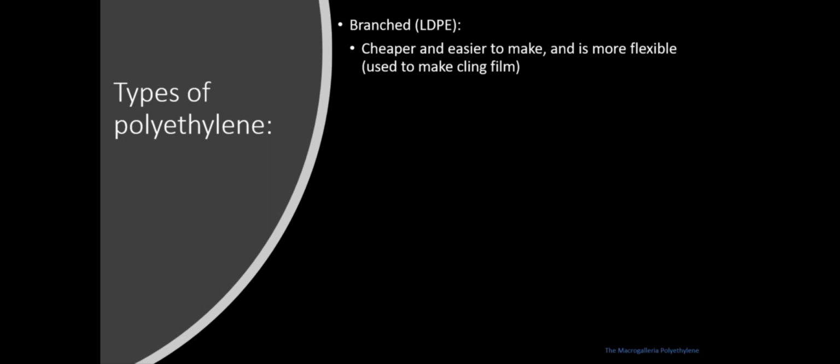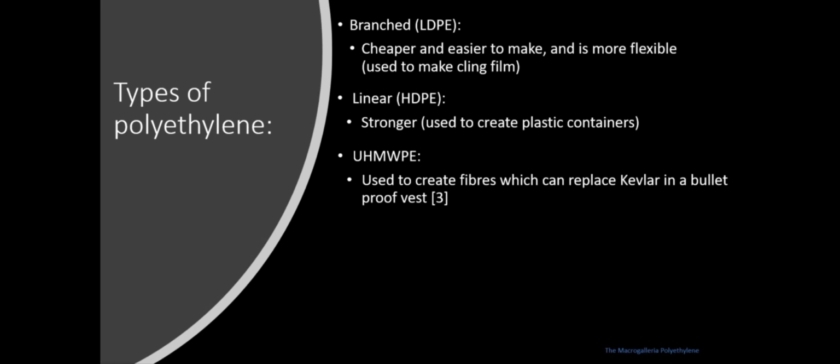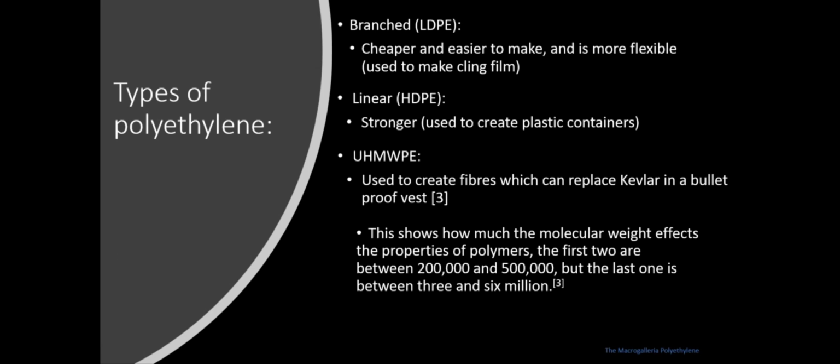Branched, low-density polyethylene, which is cheaper and easier to make, and is also more flexible, which is used to make things like cling film. Then there's linear, high-density polyethylene, which is stronger and used to make plastic containers. Then there's ultra-high molecular weight polyethylene, which is used to create fibers which can replace Kevlar in bulletproof vests. This shows just how much molecular weight affects the properties of polymers. LDPE and HDPE are between 200,000 and 500,000 monomer units, but UHMWPE is between 3 and 6 million monomer units.